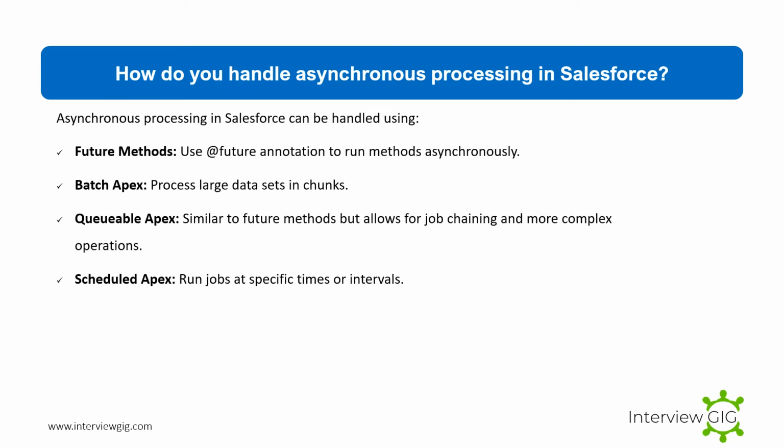How do you handle asynchronous processing in Salesforce? Asynchronous processing in Salesforce can be handled using future methods. Use the future annotation to run methods asynchronously. Batch Apex processes large datasets in chunks. Queueable Apex is similar to future methods but allows for job chaining and more complex operations. Scheduled Apex runs jobs at specific times or intervals.